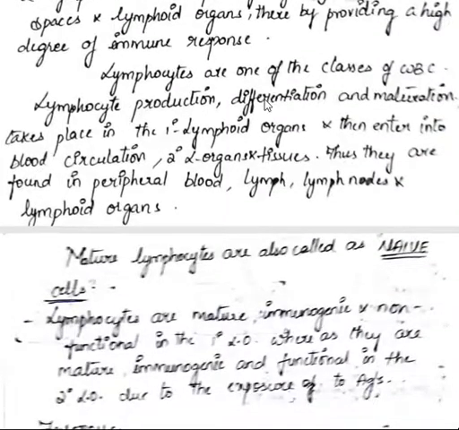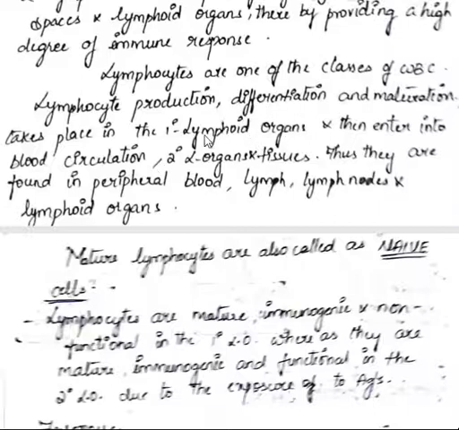Then these lymphocytes are one of the classes of WBC also. Some will have the classification like that. And the lymphocyte production, differentiation and maturation takes place in primary lymphoid organs. We had gone through these primary lymphoid organs, secondary lymphoid organs, their functions, different organs, all the things in different parts. You can go through them.